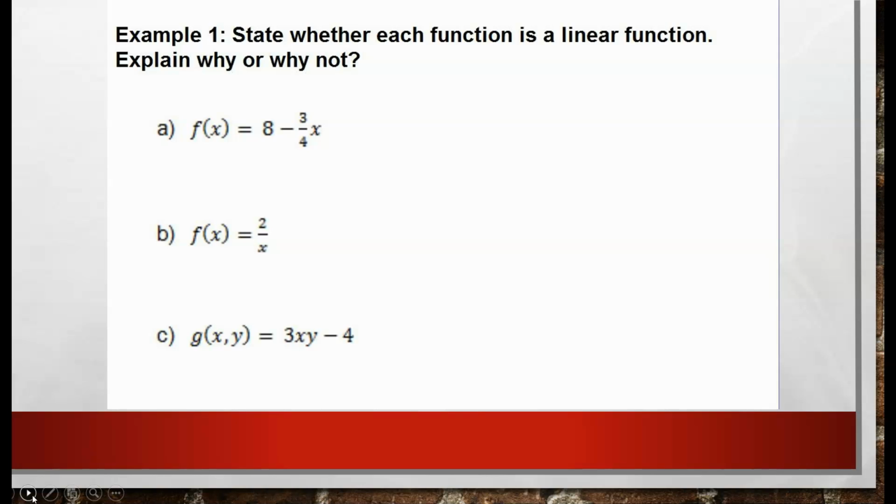So a function will only be linear if the power is raised to the first, if you do not have a multiplication of multiple variables, or you do not have division by a variable. So number 1A is yes, that is linear, because we have a slope and a y-intercept.